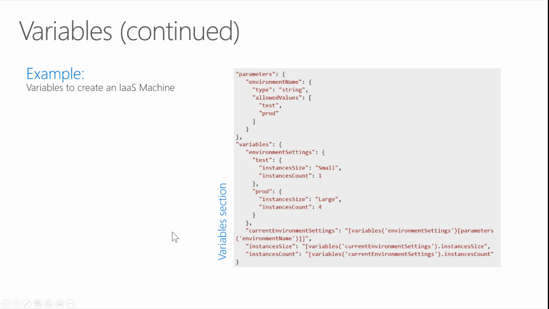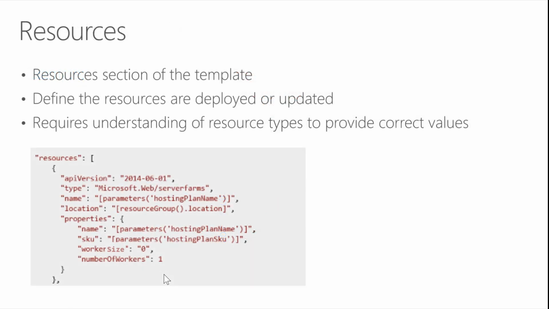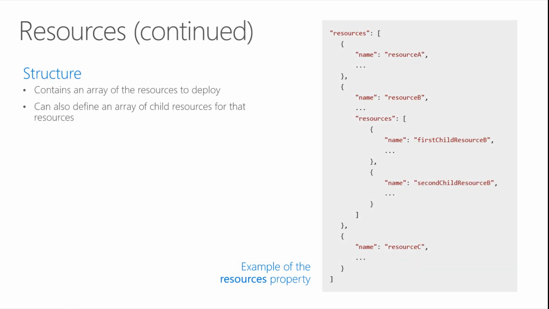Here's another example. Variables used to create an IaaS machine. And resources, the resource section of the template, is where we define the resources deployed or updated. In this case, it's a Microsoft.web hosting plan, or it could be a virtual machine, or a network card or storage account, all sorts of things. And this one is showing you a little bit more examples.